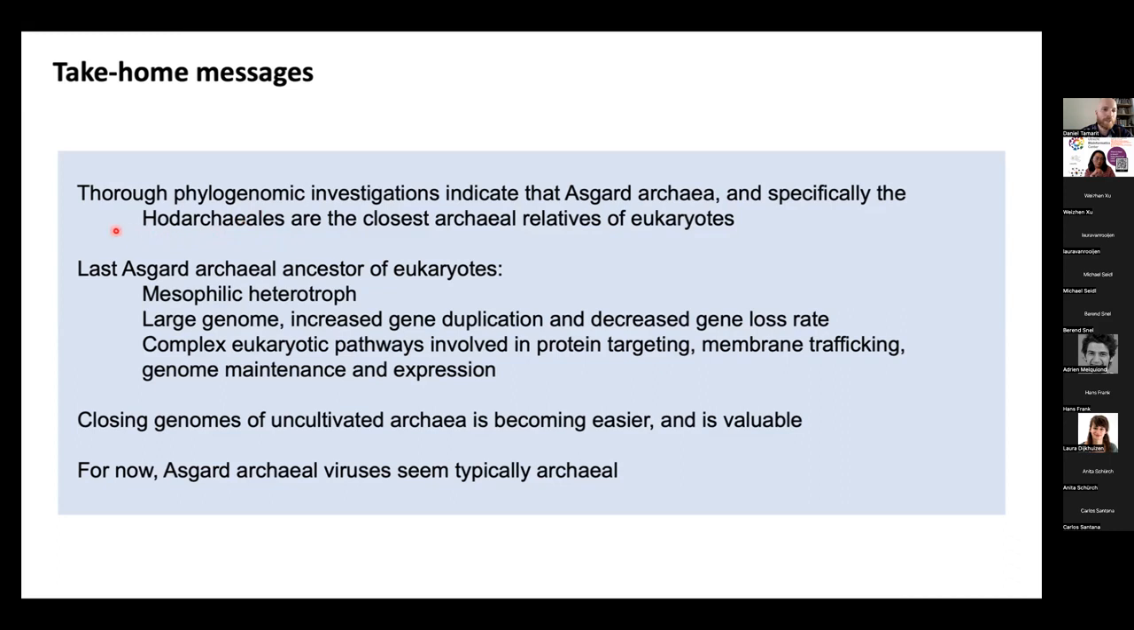And by using this species tree, we can also identify a number of properties for this last Asgard archaeal ancestor of eukaryotes. On one hand, we believe that it was a mesophilic heterotroph, and it had a relatively large genome for an archaeon, particularly increased through gene duplication and decreased gene loss rates. And this ancestor of eukaryotes seemed to have a relatively rich gene repertoire for a number of complex eukaryotic pathways, and particularly some genes involved in protein targeting or membrane trafficking are very interesting. And I think there's going to be a lot of interesting work coming in the next years to show what exactly they are doing in Asgard Archaea and how the eukaryotic homologs acquire their functions, let's say.